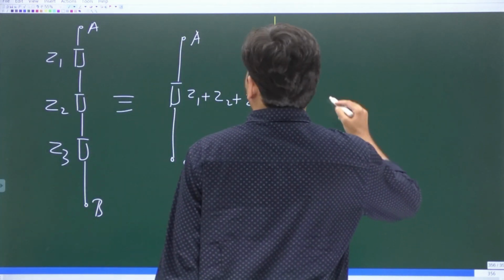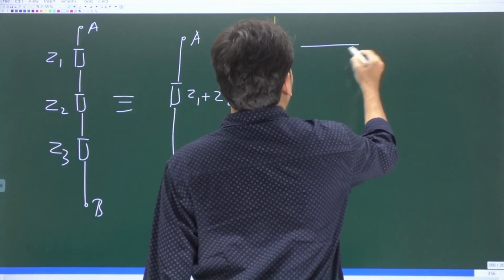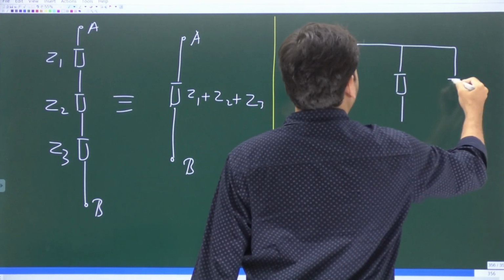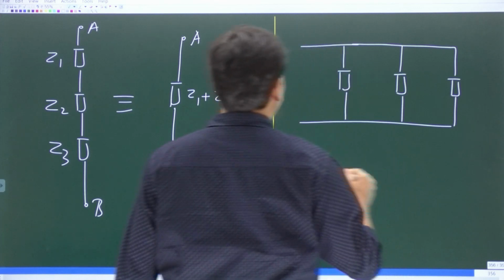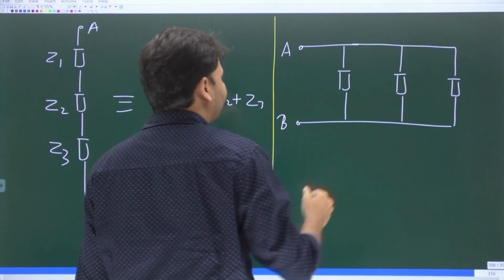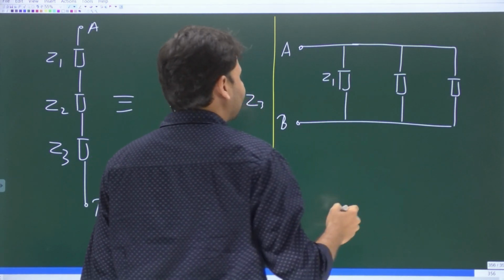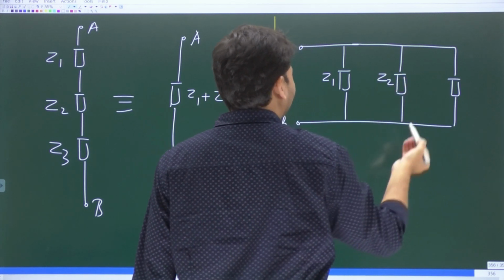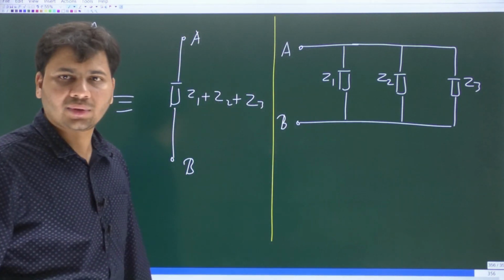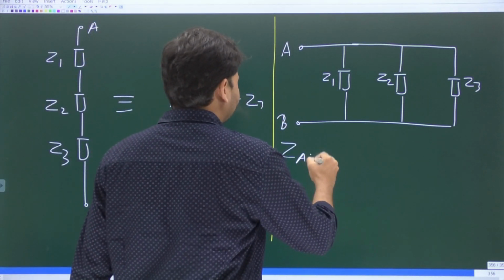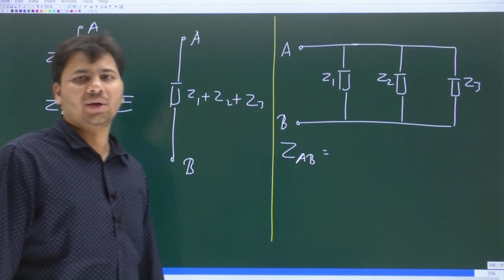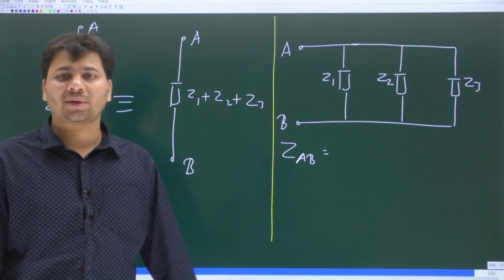So this time let's say we have three elements connected in parallel. Let all of them be connected between the same two points A and B. For the first element, let the impedance be Z1. For the second element, Z2. And for the third element, Z3. So when I write ZAB, ZAB is the net impedance between A and B. So how do you get the expression for ZAB?